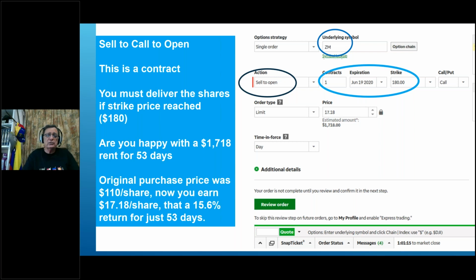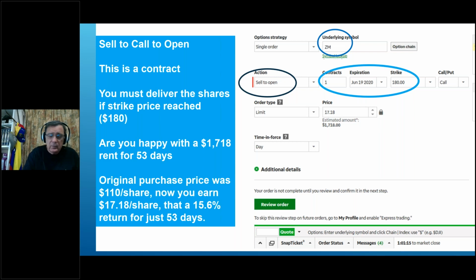I also put in the expiration date, June 19th. I'm happy. 53 days, that's okay. I think this will not hit there in 53 days. And if it does, I really don't care. I'll keep my premium. And the strike price I wanted is $180. That's the strike price I want.